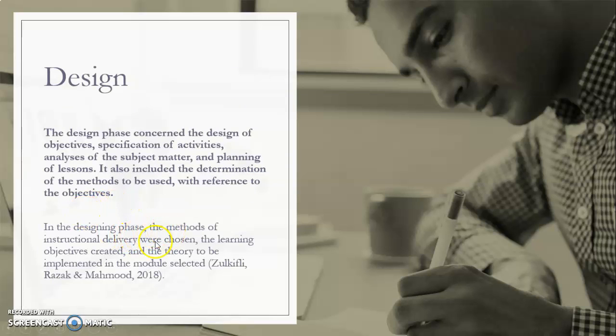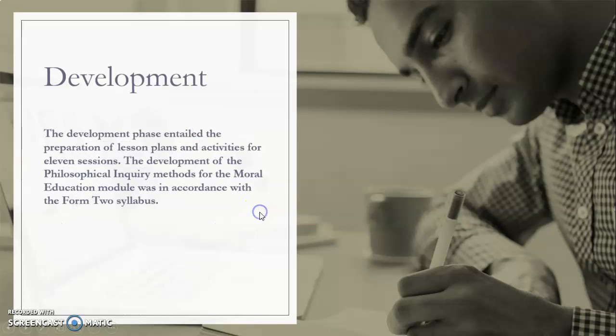In the designing phase, the methods of instructional delivery were chosen, the learning objectives created, and the theory to be implemented in the module selected. Just basically putting together the program exactly how you want it, what steps you want to come first, what assessments you want to provide, whether it's going to be summative or formative.